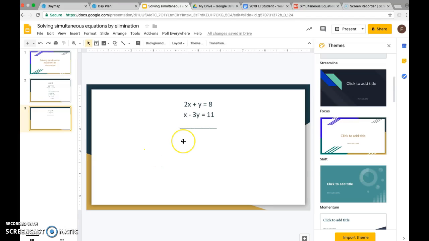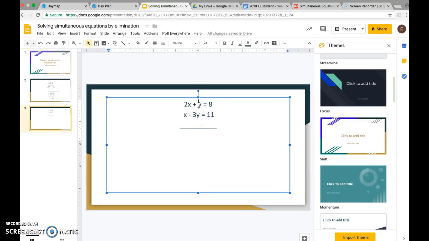This one's a little bit trickier because, as you can see, if you add these two equations together, you're not going to totally eliminate one of the variables, because you don't have plus 3y here.